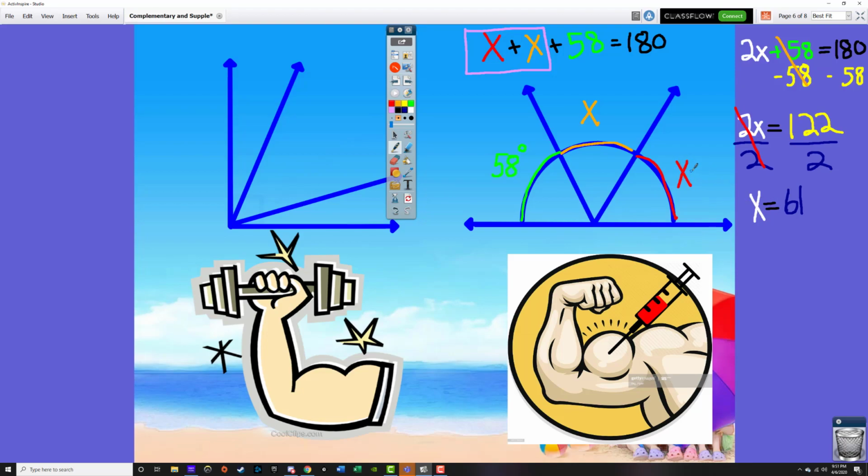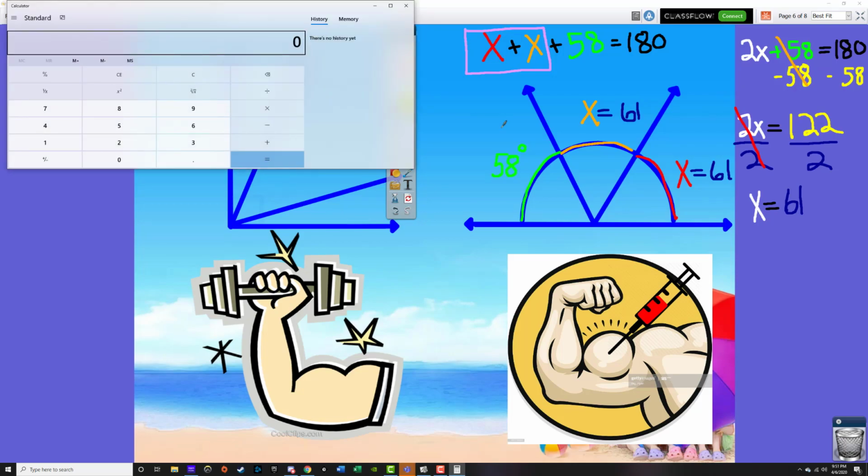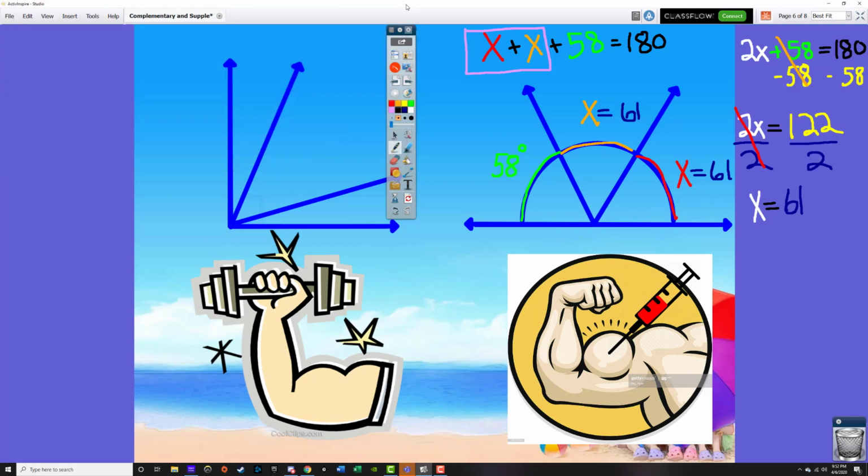So that means that this angle right here is equal to 61. And this angle here, which is also given to us by the problem, it says that it has a measure of x. Well, we just figured out that x is equal to 61. Okay, and if we bring up the calculator again, if we add all 3 of these angles together, if the total is 180 degrees, chances are we have done it all correctly. So 58 plus the first 61 plus the other 61. There we go, 180 degrees, and we have done it perfectly.